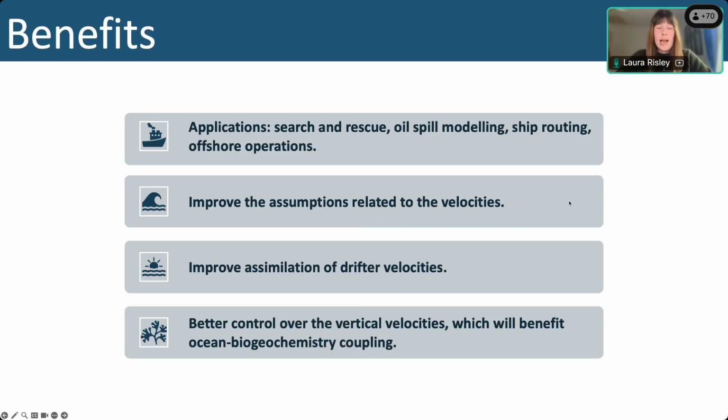And finally, the coupling of ocean and biogeochemistry systems is limited due to the fact that ocean data assimilation largely inflates the magnitude of vertical velocities. So these alternative variables that we're proposing should hopefully give us better control over the horizontal divergence, and as such these vertical velocities.